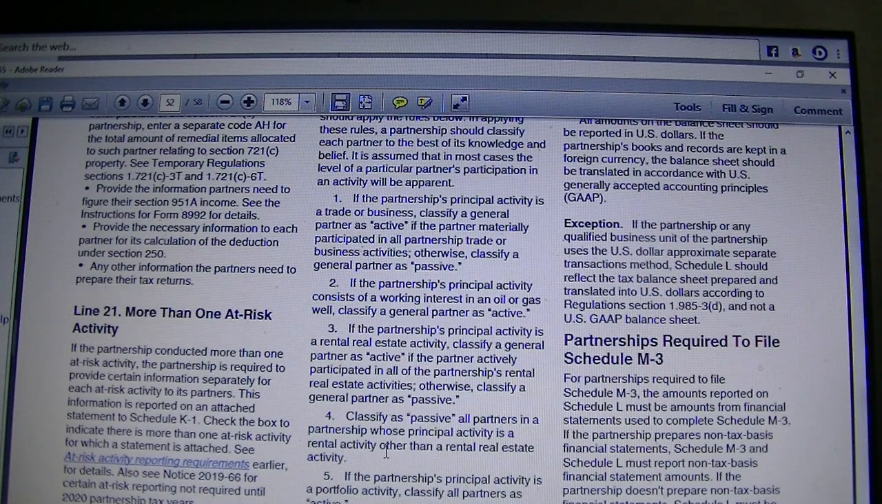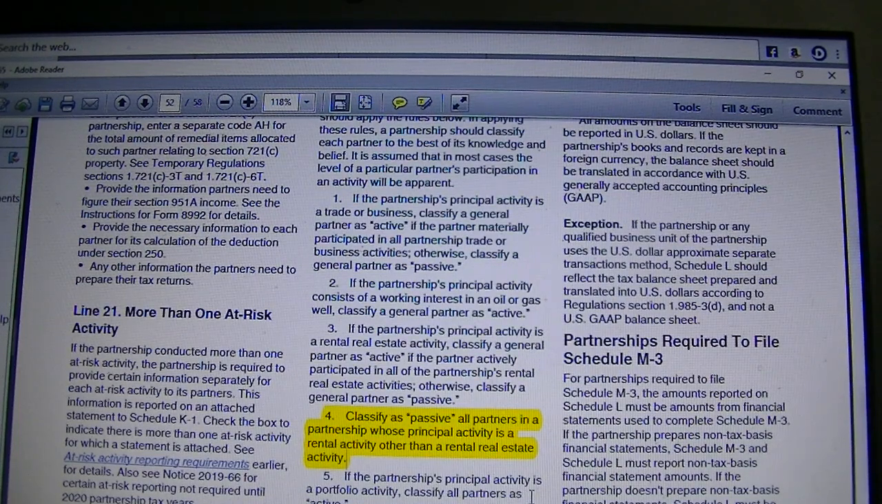They are talking about the general partner quite a bit. So otherwise, classify the general partner as passive. If he didn't participate materially, classify as passive all partners in a partnership whose principal activity is a rental activity other than rental real estate activity. So those are good things to keep in mind as well, if that's related to you.